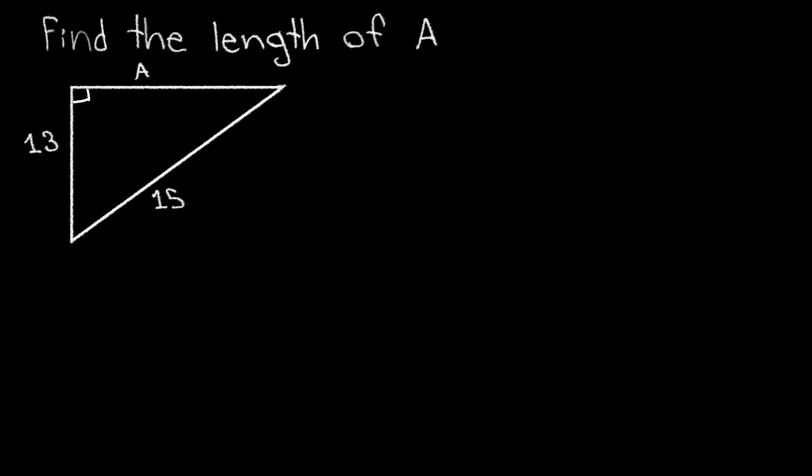Let's do another example. In this example, we're asked to find the length of side A. We know the length of side B, and we know the length of the hypotenuse. In this case, we know that side B is equal to 13, and our hypotenuse is equal to 15. We want to find out the length of A. Next, we will write down our equation, and we will solve for the variable that we want to find.